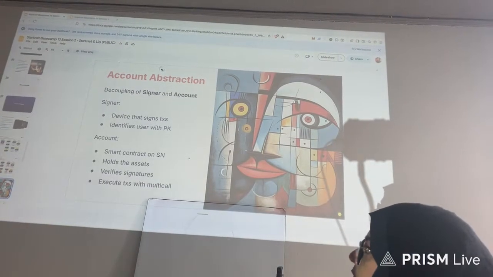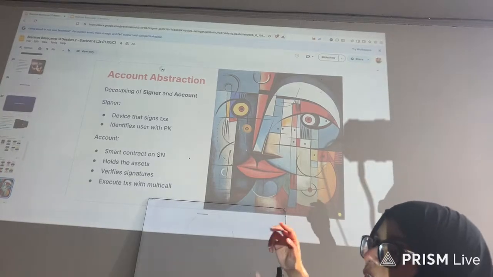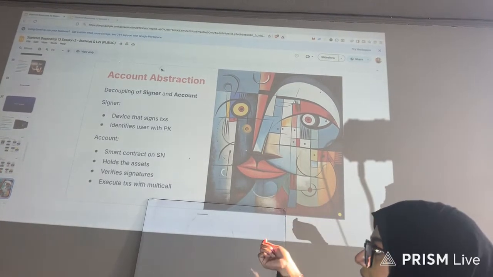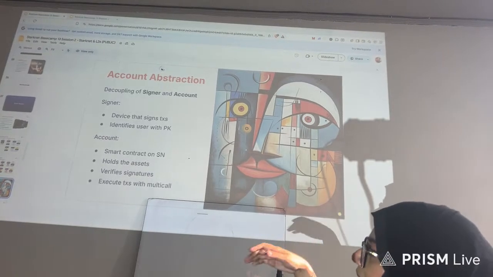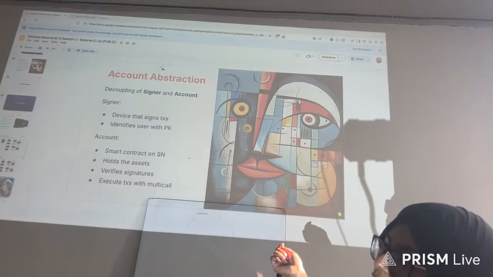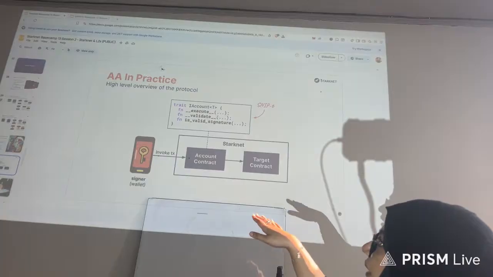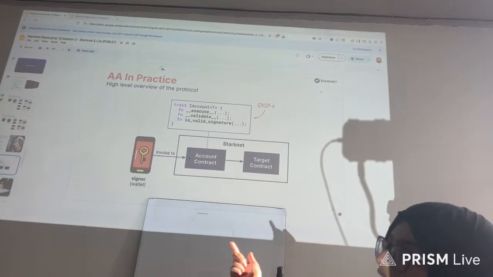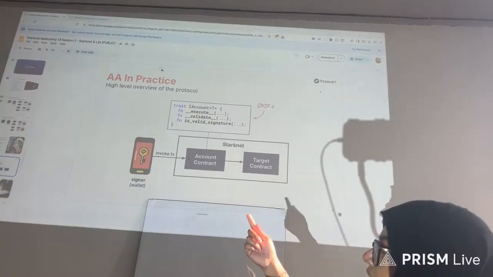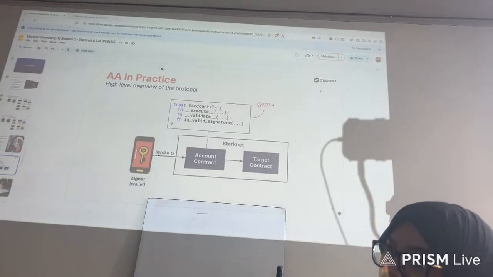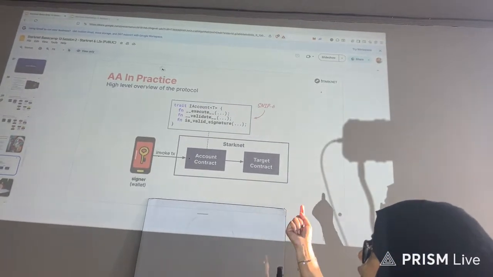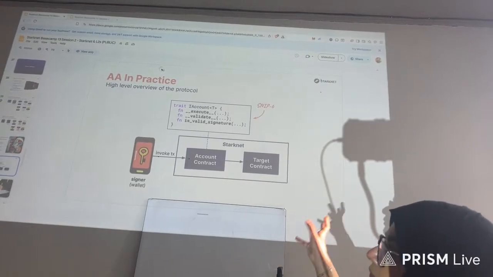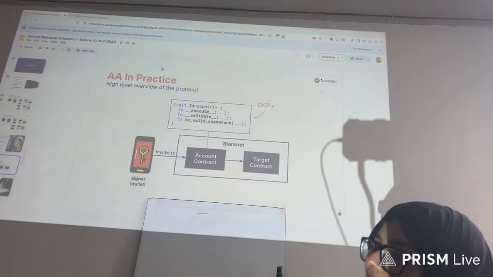Now, what's account abstraction? The decoupling of the signer and the account. The signer is basically a device that signs transactions, and the account is the smart contract on Starknet. For a better practical view, in a diagram, this is how it looks. The signer is your hardware device, the wallet, which would be, let's say, your phone, and that invokes the account contract, which basically runs the transaction and generates this target contract.